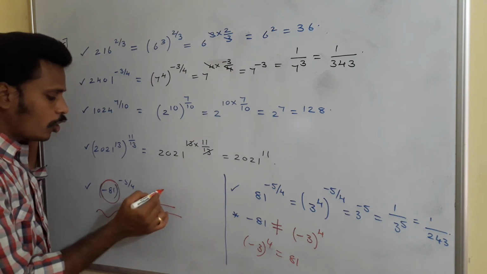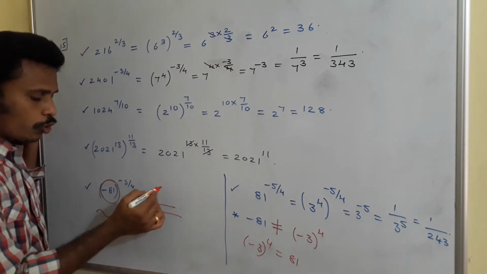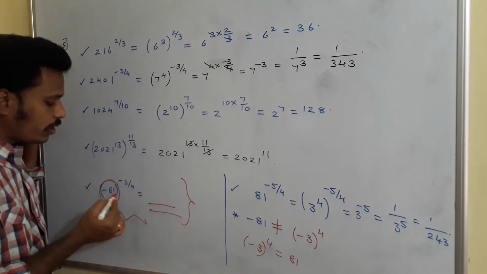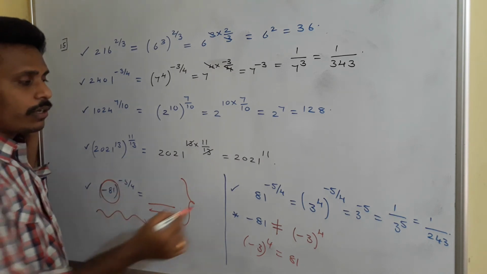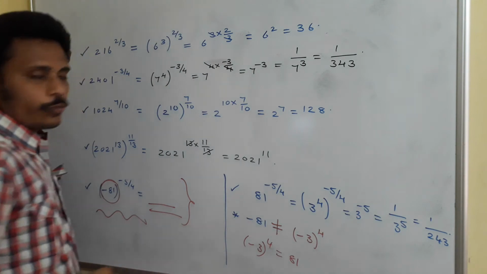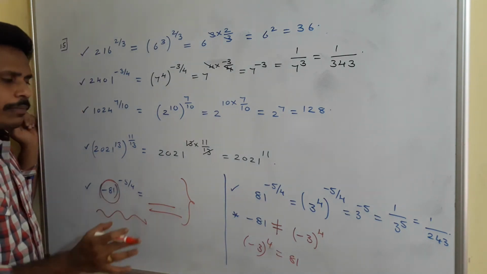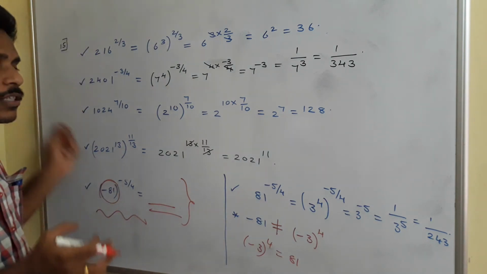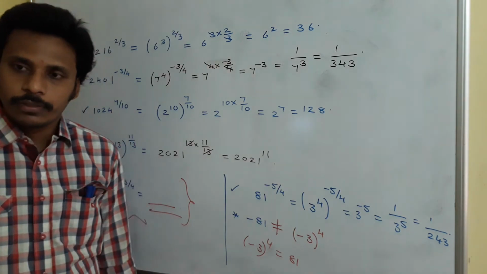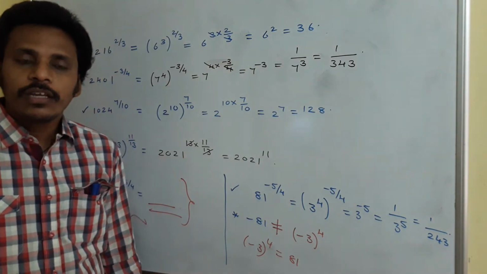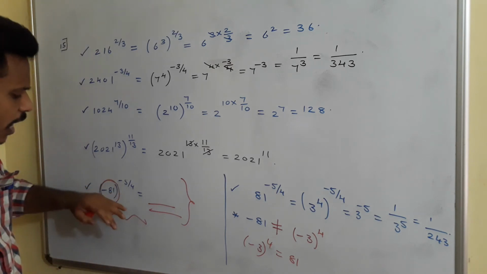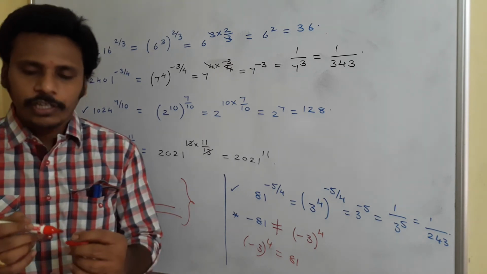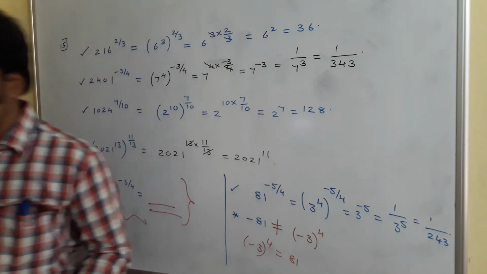So we can't find its simplified value. You just leave it, no problem. Okay, so we don't have any exact value for this minus 81 to the power minus 5 by 4. Whereas if it is 81, we will simplify in this way, right? So sometimes the simplification is not possible for these problems. We will try to simplify. If it is not possible, just leave it, and no need to mention any answer. Okay, just observe these things.